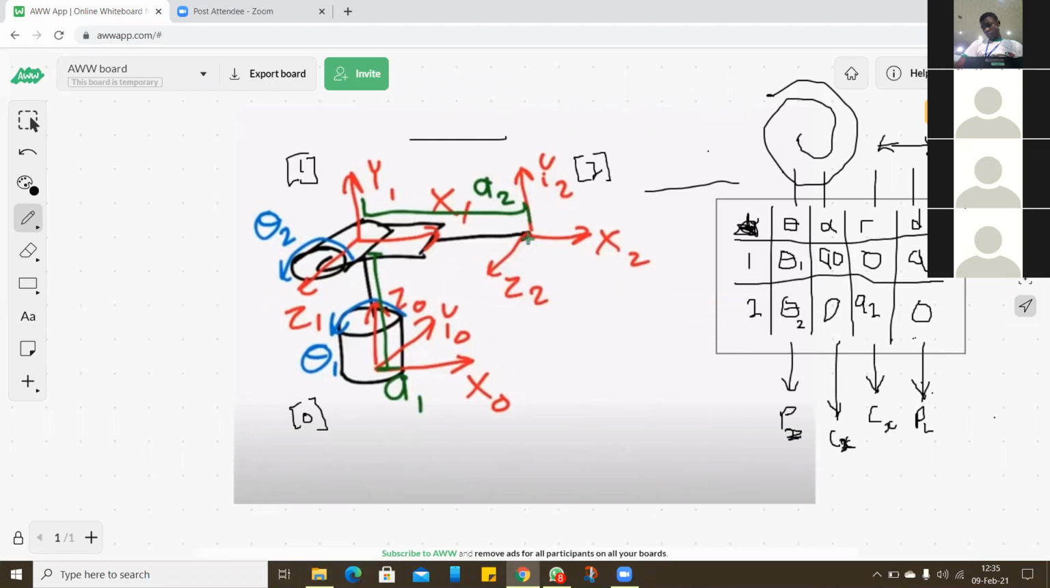Okay, that's why I need to go to the next one. The next one, we say that it is 4 frames, actually, frame 0, 1, 2, 3, 4. Let's go to the next one.